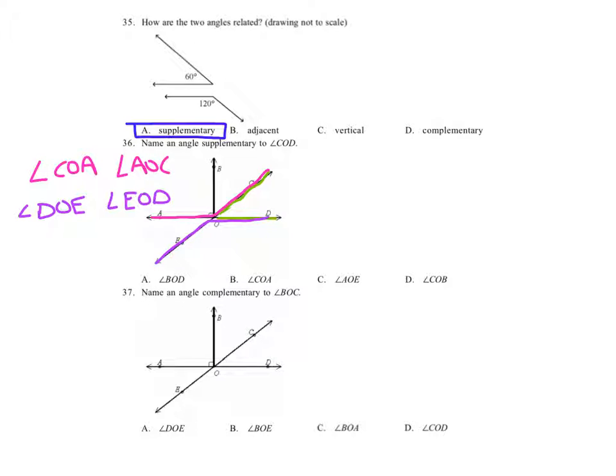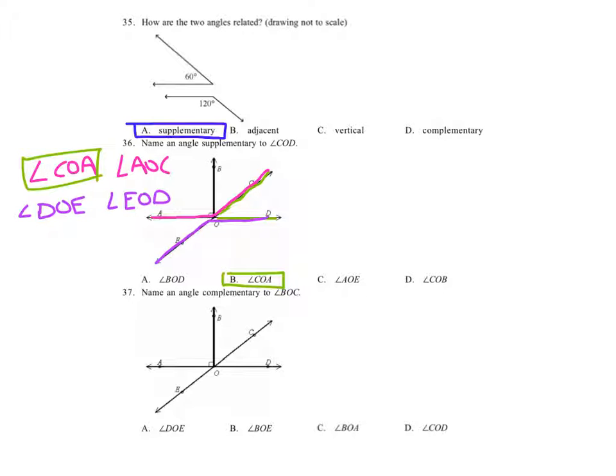So what do we got? BOD, no, that's not a choice. COA, yeah, that's a choice. That's this one right here. AOE, nope. COB, nope, none of those are the choices. So there we go. They were talking about angle COA, that pink one.